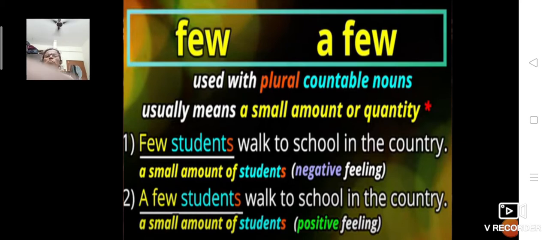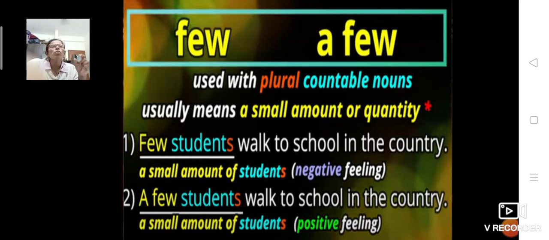They are used with plural countable nouns. Usually they mean a small amount. By the word only we can recognize that they are very less in quantity, right? Very few. So they are used with plural countable nouns, and usually mean a small amount or quantity.